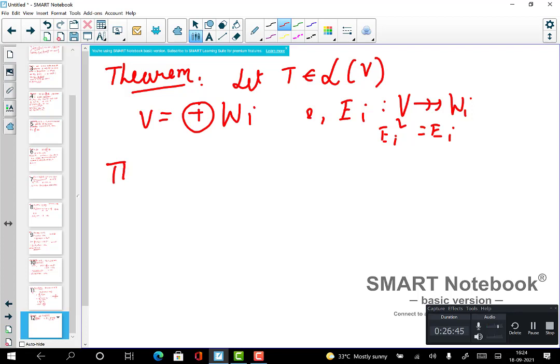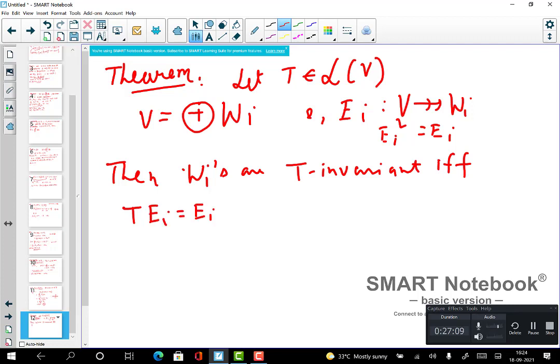Then these Wi's are T invariant if and only if T commutes with these projection operators. This is necessary and sufficient, both conditions. So what does that mean? That means T Ei is Ei T for all i equal to 1 to k. So there are k many linear operators, and I am assuming Wi, i equal to 1 to k. So it is enough to check whether T is commuting with these Ei or not. That will tell you that the Wi is invariant under T.